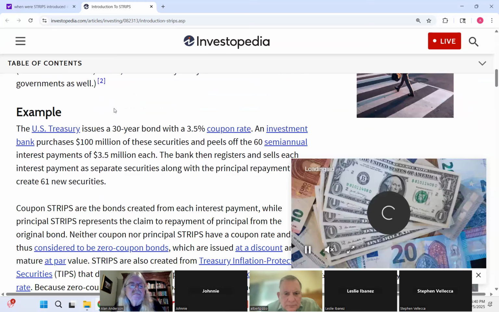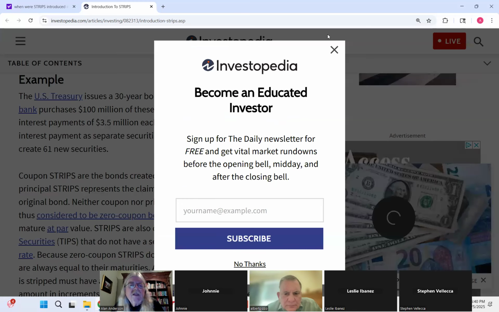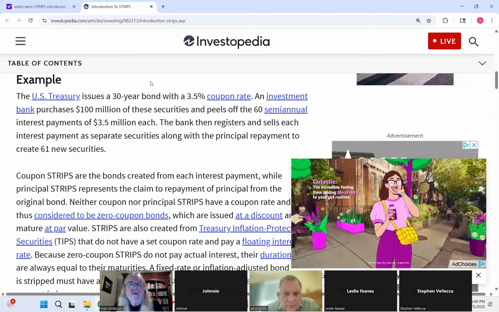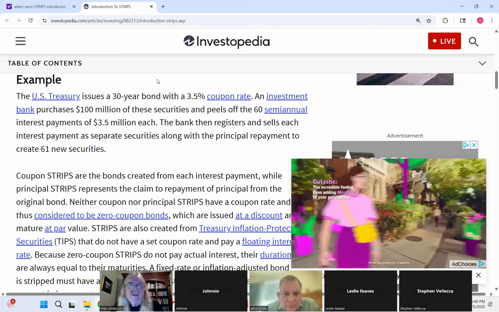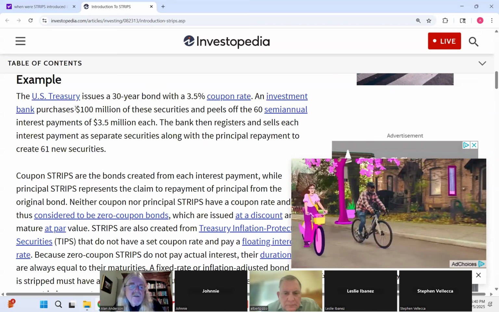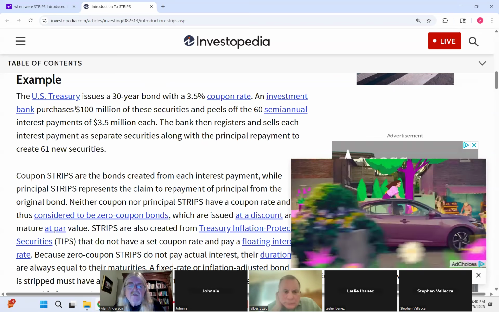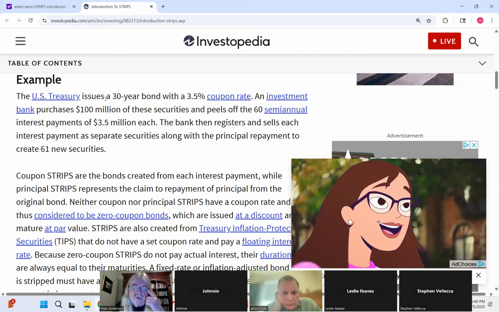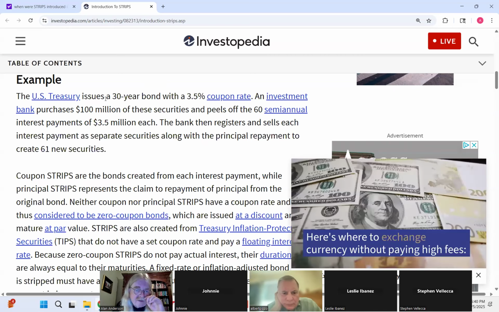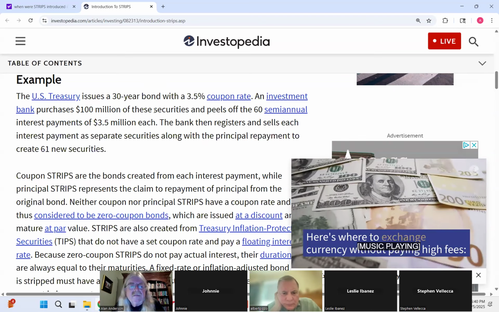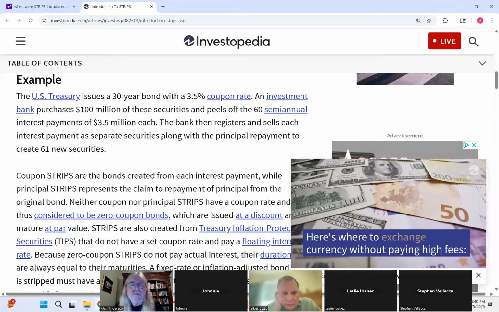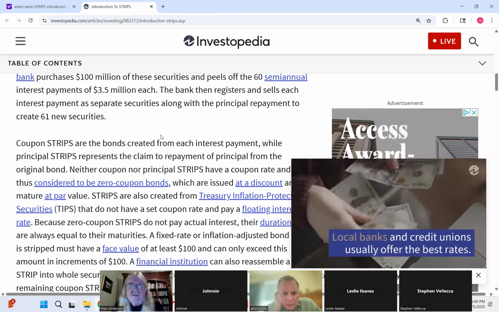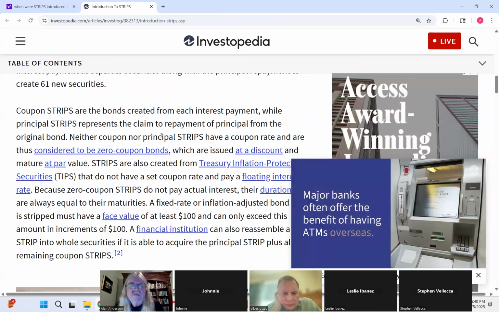So yeah, this is a good example. Treasury issues a 30-year bond with a 3.5% coupon rate. So let's say you buy it and you own $100 million of these. Over the next 30 years, you're going to collect 60 semiannual payments of 3.5 million each. And then those can be sold at a discount to investors.